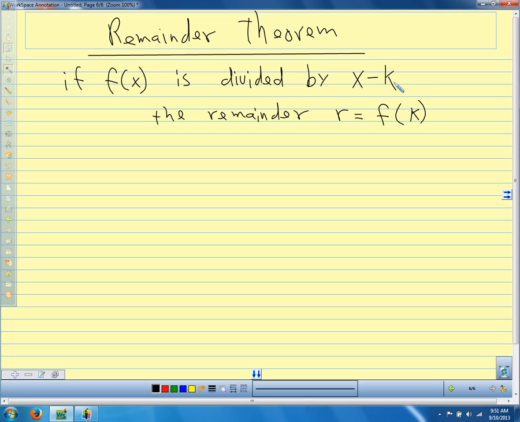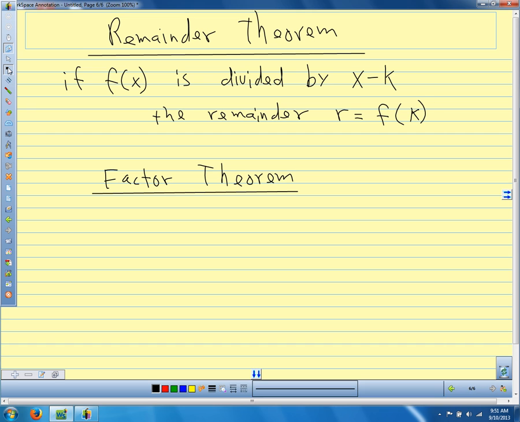The remainder theorem, we can use a remainder to evaluate functions. Sometimes it's easier to do synthetic division than plug in those numbers and calculate all that stuff out, because we're just multiplying and adding. But the big way that we really want to use the remainder theorem is by connecting it to the factor theorem. And we've already talked about the factor theorem as well.